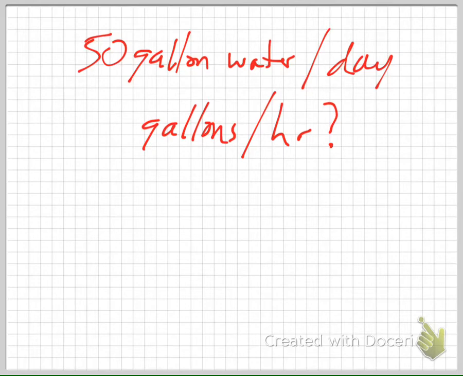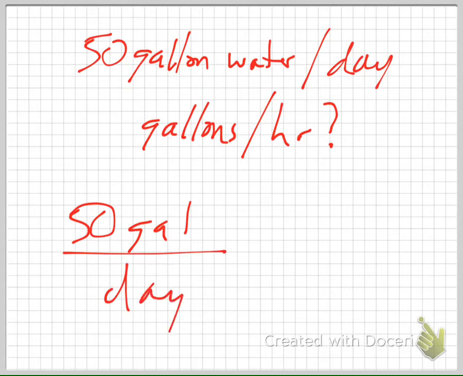All right, here we go. You write it down as a fraction, right? You can write it down any way you want, but write down what you have, 50 gallons per day. And what am I asking for? 1 hour. So instead of a day, I'm going to put 24 hours. Okay, and I'm going to divide the bottom by 24 and divide the top by 24.